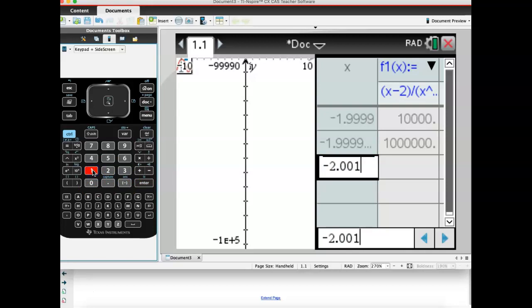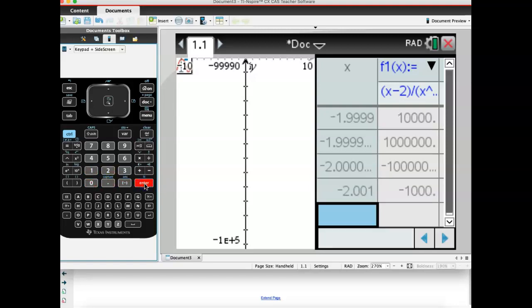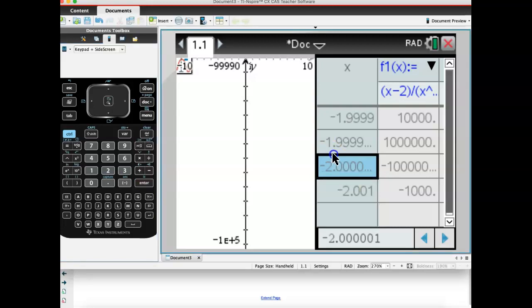Coming in from the left side, -2.001. Actually, 0.001. And then maybe -2.001. I can see it's going as I get closer to the middle here. In the middle, what's happening is my y values are getting super big and super small, or super big negatively. That's what's called asymptotic behavior. Therefore, the limit does not exist.